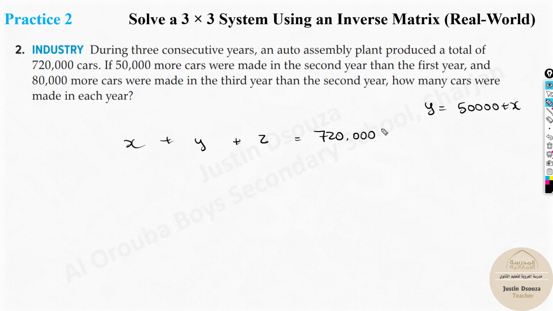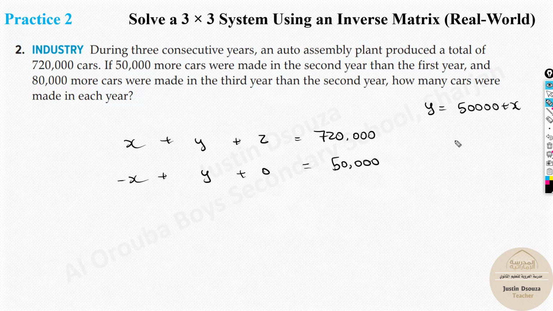So what can you do? You can take x to the other side. It will be minus x plus y plus 0. Okay, there's nothing over here. Let me write it properly over here. There is no z over here because it was only first and second mentioned. So I'll write 0 z is equal to 50,000. That's the second equation.